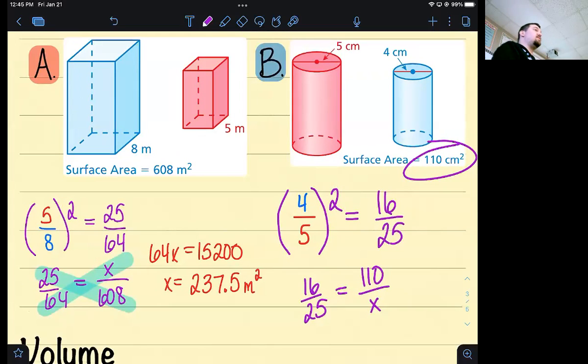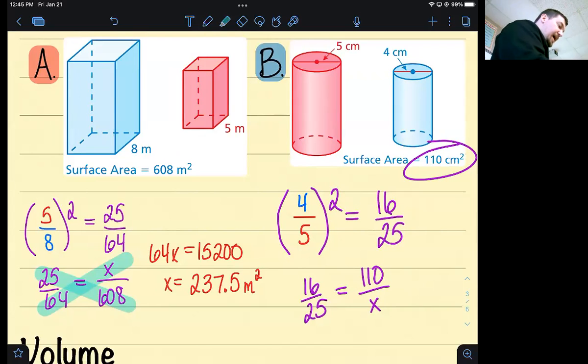Now, if you did 5/4 as your ratio and then got 25/16, then you would have had the 110 on bottom and your X on top. So as long as you reversed it and everything was lined up the way you had it originally, you're going to end up both of you with the same answers.